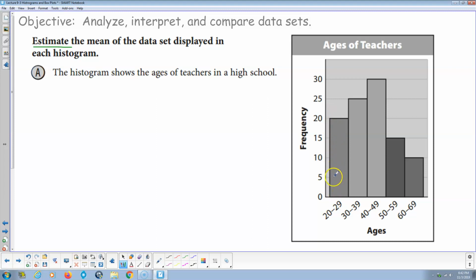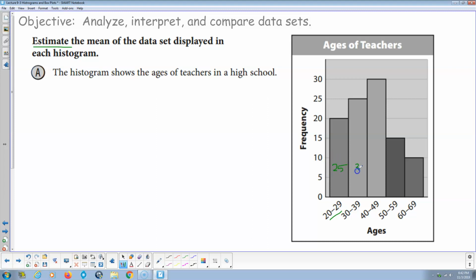So here's what we're going to do. We're going to estimate some number because we're estimating. We're just trying to get an idea quickly and in the neighborhood. So in the middle of 20 to 29, it's going to be about 25. That's going to be a nice round number. It's actually like 24 and a half, but I don't want to play with the decimal because I'm just estimating. So we're going to say the middle here is 25.